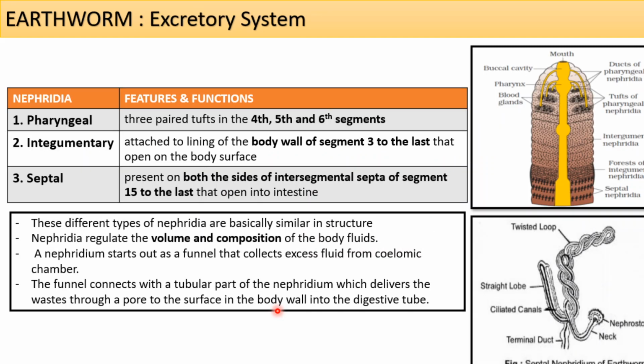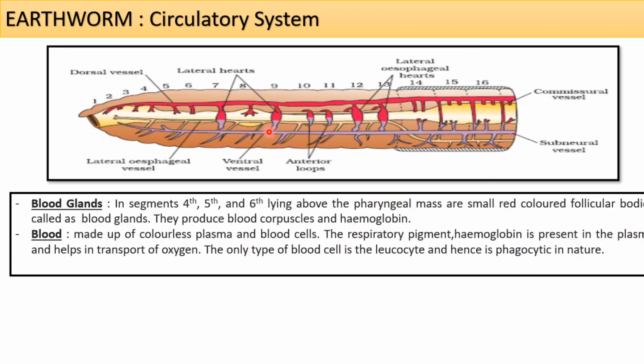Excretory system में it has the nephridia. 3 types of nephridia we've got: pharyngeal, integumentary and septal. Pharyngeal are in 4th, 5th, 6th. Integumentary 3rd to the last, and septal 15 to the last on both sides of the intersegmental septa. Again यहाँ पर important is the position, right? See, sometimes they can twist the question and ask, ये देखो pharyngeal किधर है, 4th, 5th, 6th में है, blood glands भी किधर है, 4th, 5th, 6th में है, right?